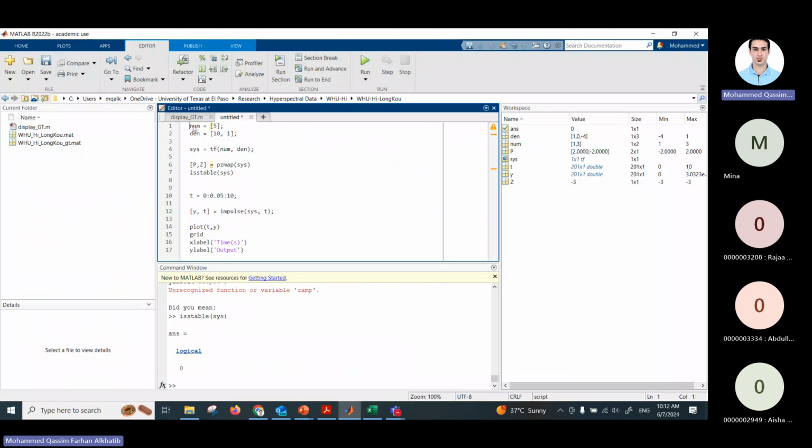All right, so let's construct the system. Okay, let me clear everything first to make sure we start from scratch: clear all, close all figures, and clc to clean the screen.